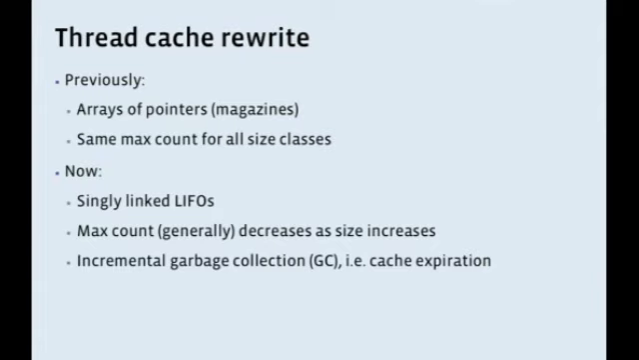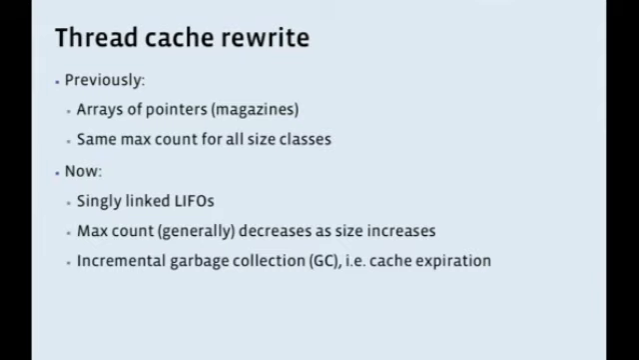First off, the thread cache is using singly linked lists, as you saw on the previous slide, but we've also limited the total number of objects that can be cached for each size class, so that as the sizes increase, the total number of objects that can be cached decreases. This keeps the thread cache more even as far as its memory usage across the different size classes. And then also, I'm going to use this term incremental garbage collection.